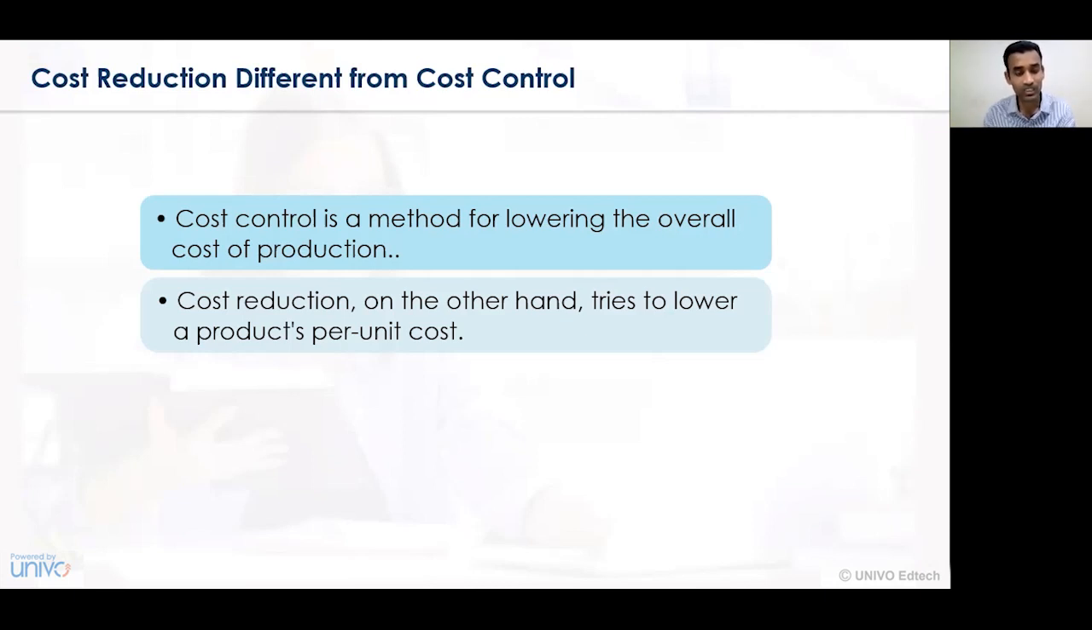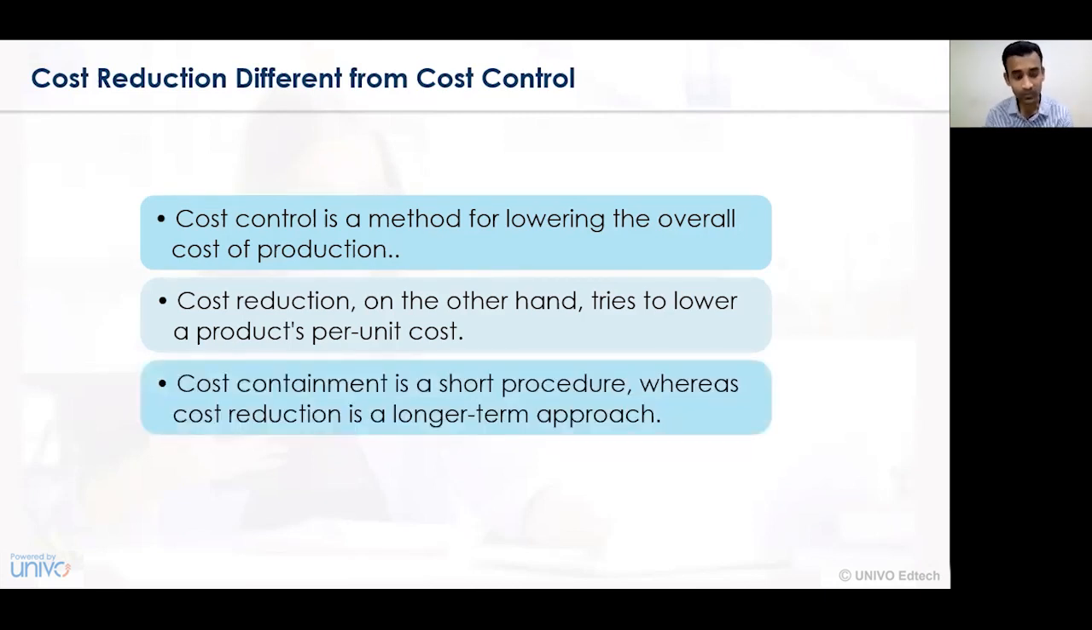And cost reduction, on the other hand, focuses on lowering the product's cost per unit. So how do we control the per unit cost of a certain product? By controlling all the other expenses. That's the concept of cost reduction. The other concept, cost containment, is a short procedure, whereas cost reduction is a longer term approach. Cost containment is a very short-term procedure, but for cost reduction, there is a series of plans and activities that need to be undertaken, and hence it is a long-term approach.